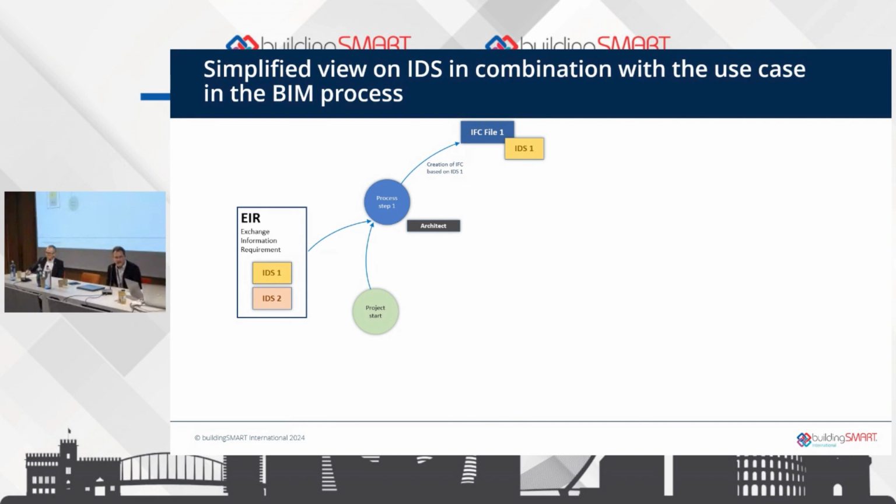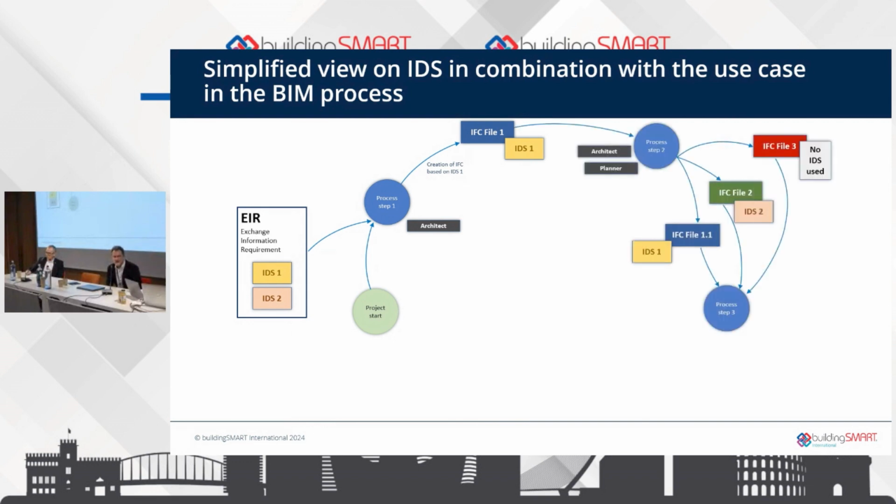And then the IFC file would also include that. And in the next step, maybe the architect and the planner work together, and some new IFC files will be created. So they develop. That's why it's called IFC file 1.1. But it still needs to fulfill the requirements of the IDS, and that's why the S is next to it. We can verify that. There is a lot of good software to do that, so you can verify if you're still on track.